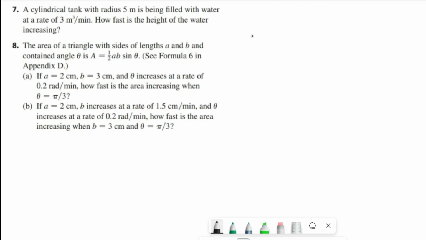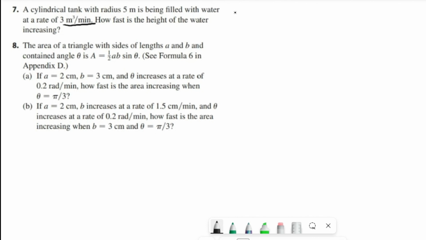Hello viewers, so in this video you're going to look at how to answer questions related to related rates. Okay, here number 7 says a cylindrical tank with radius of 5 meters is being filled with water at the rate of 3 meters cubed per minute. Now you should just write that data down as you read it.